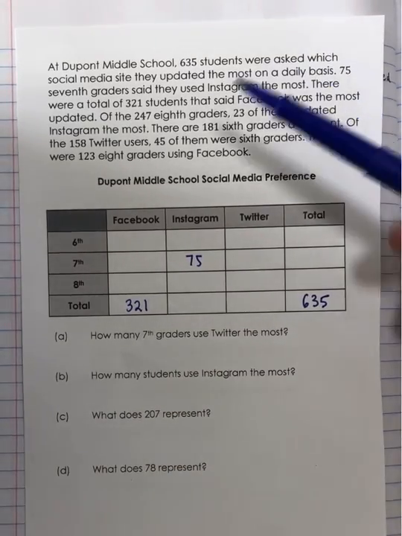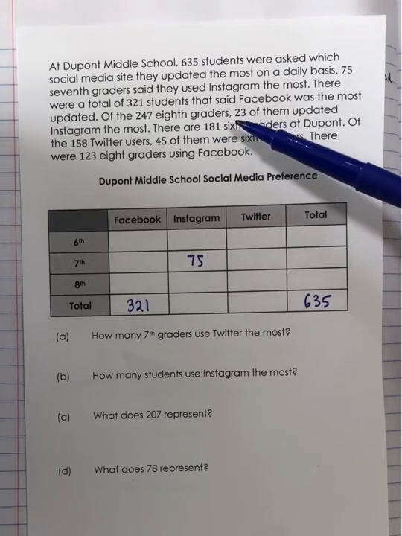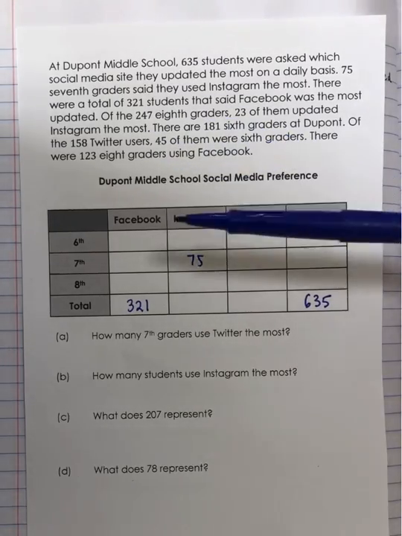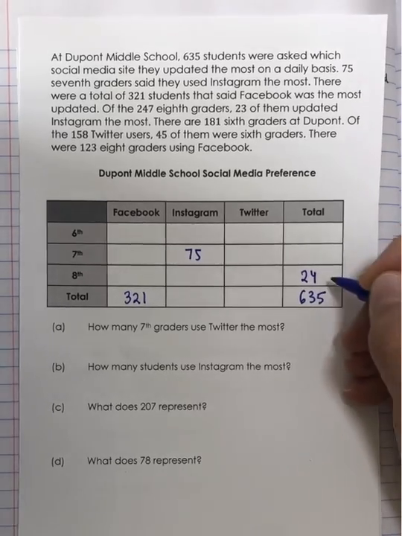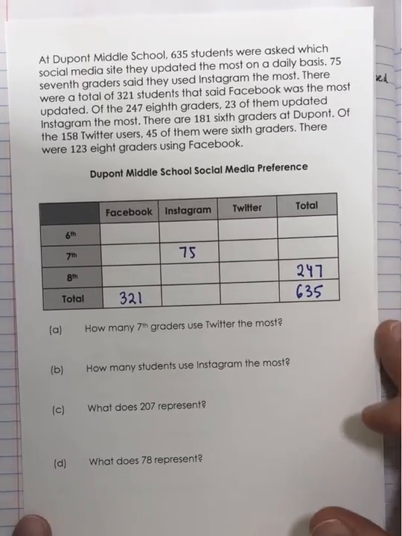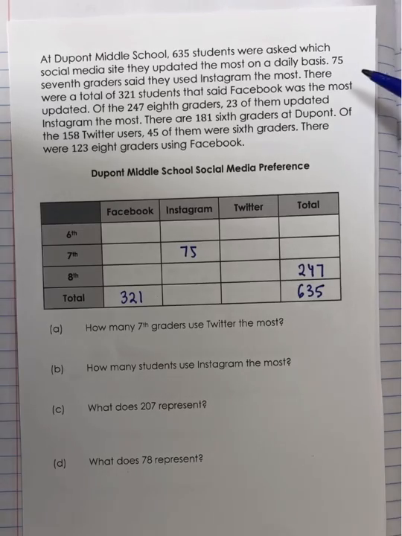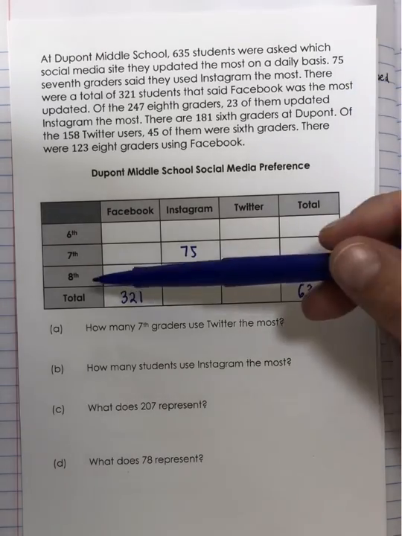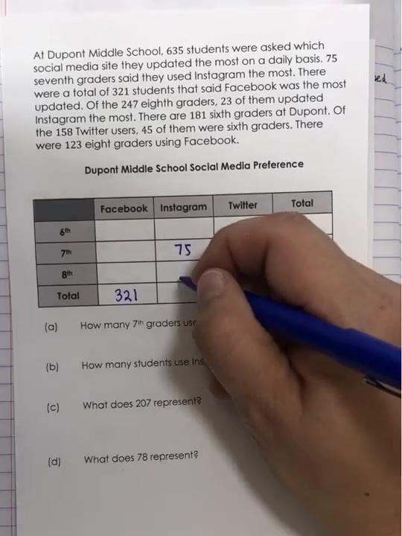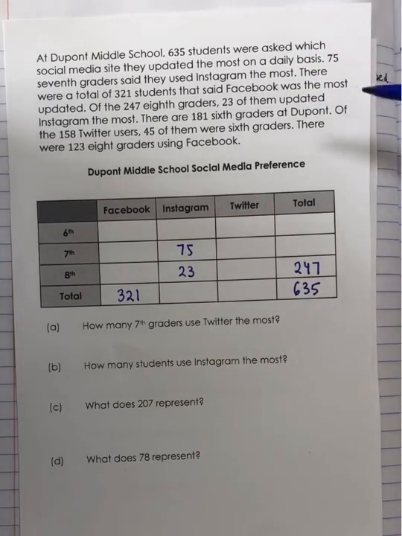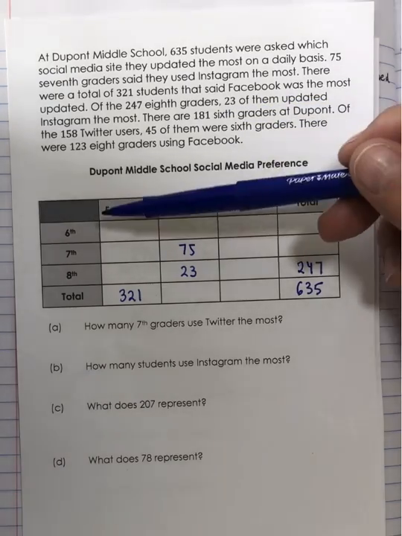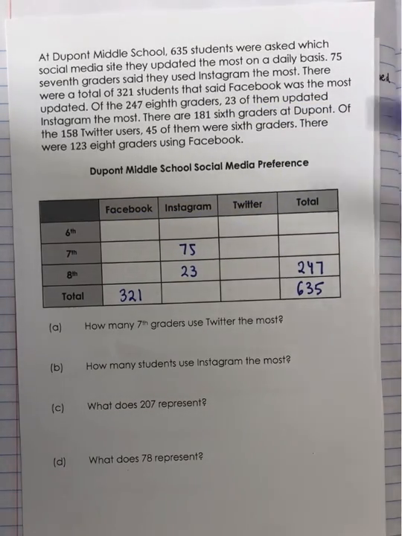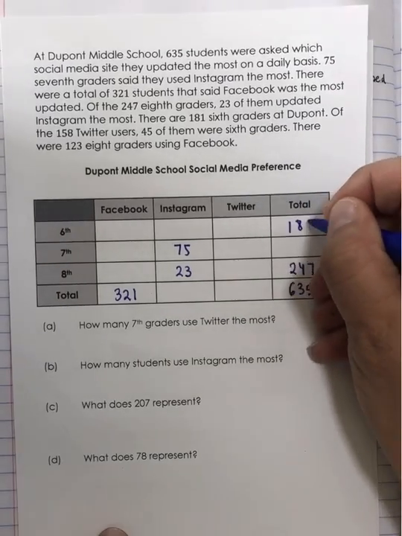Okay. Next, we know that of the 247 8th graders, so there are 247 8th graders. So if I'm going to go in a row that shows 8th grade, I'm going to type in 247 for the total. We know that out of those 247 8th graders, 23 of them updated Instagram the most. So in 8th grade, Instagram, 23 students. Okay. And then we also know there are 181 6th graders in this school. So if I look at the total number of students that are in 6th grade, that's 181. That will go right here.